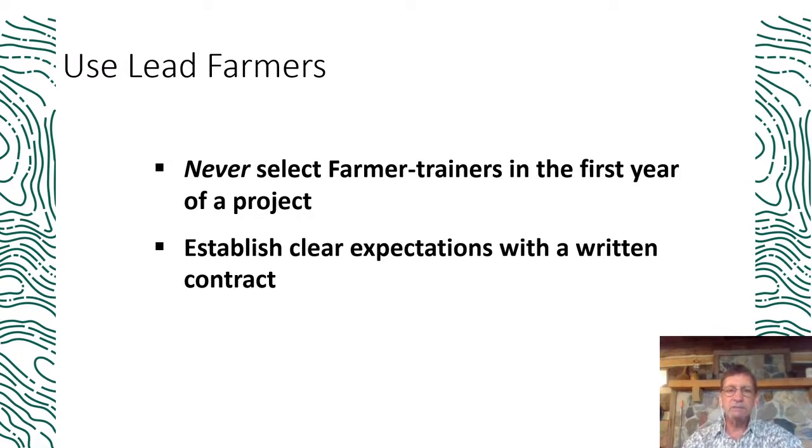Establish clear expectations with a written contract. So the lead farmer should know what's expected of them, the farmers that they're working with should know what's expected of them, and the project should know. So all 3 parties need to be a part of developing the expectations, and a written contract is a very powerful way to keep people true to the agreement that has been made between the group and the lead farmer.